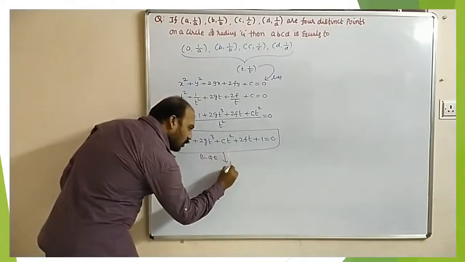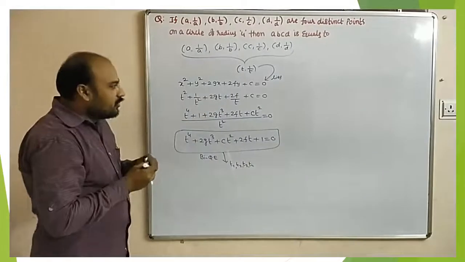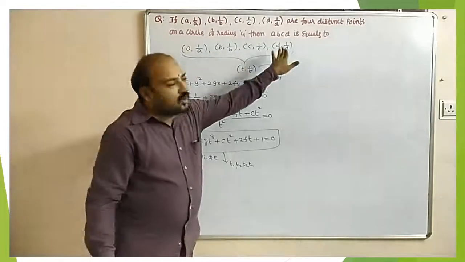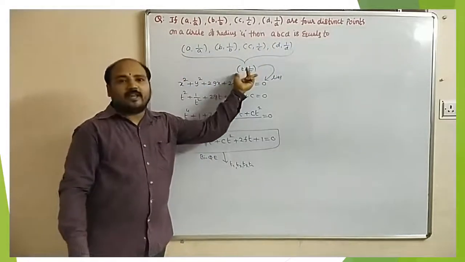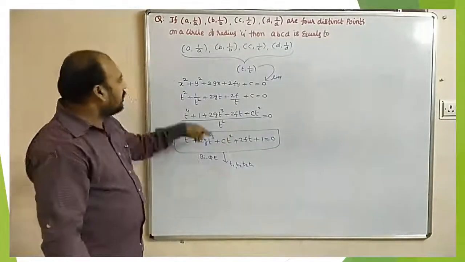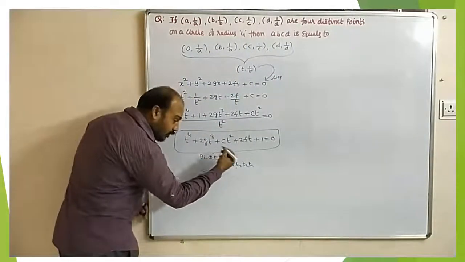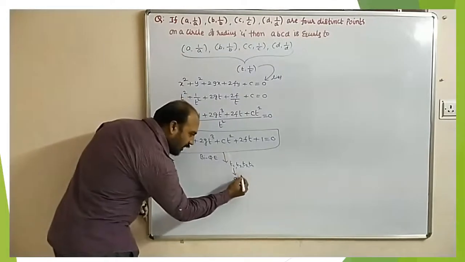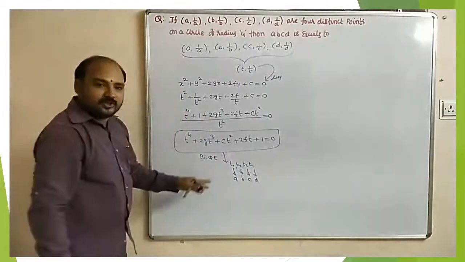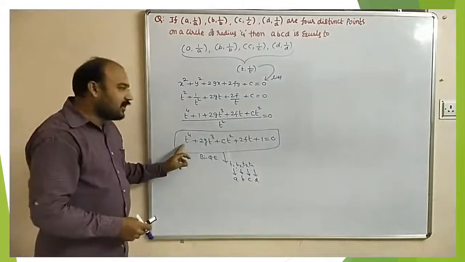It has 4 roots, t1, t2, t3 and t4 respectively. What are t1, t2, t3 here? These values represent the 4 points, so t1, t2, t3, t4 represent a, b, c and d. So t1 equal to a, t2 equal to b, t3 equal to c and t4 equal to d. So a, b, c, d are the roots. They are asking the value of abcd.